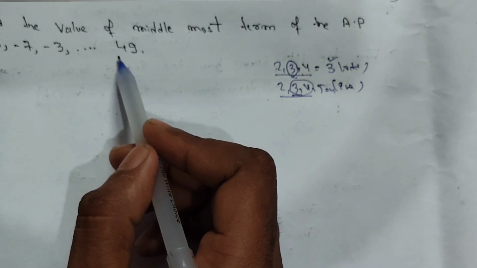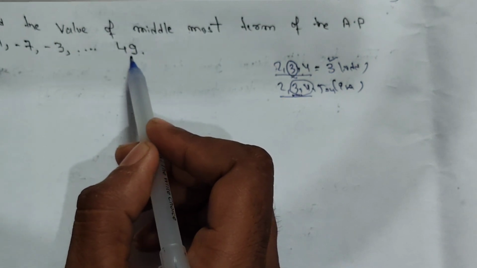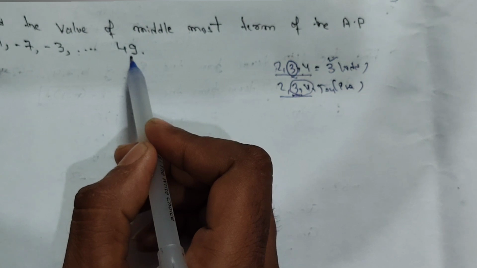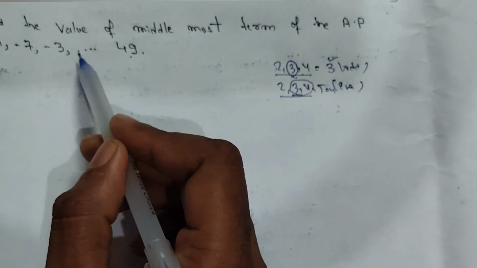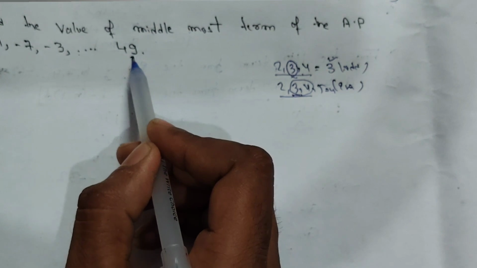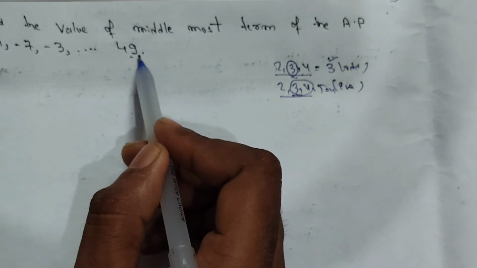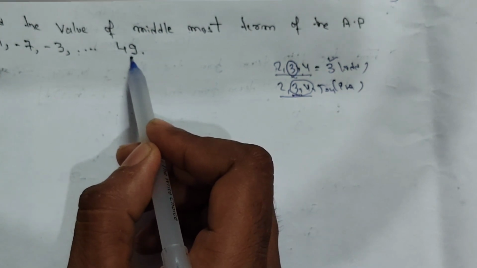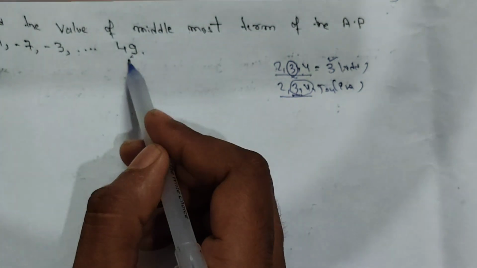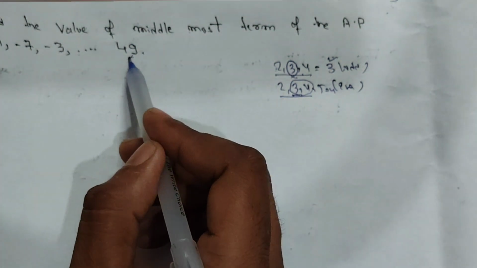N means the number of terms. This last value, 49, is there. So what we have to find out is that n. This last value is an. According to us this is an, and until the question says otherwise, we will assume this an is the last term.